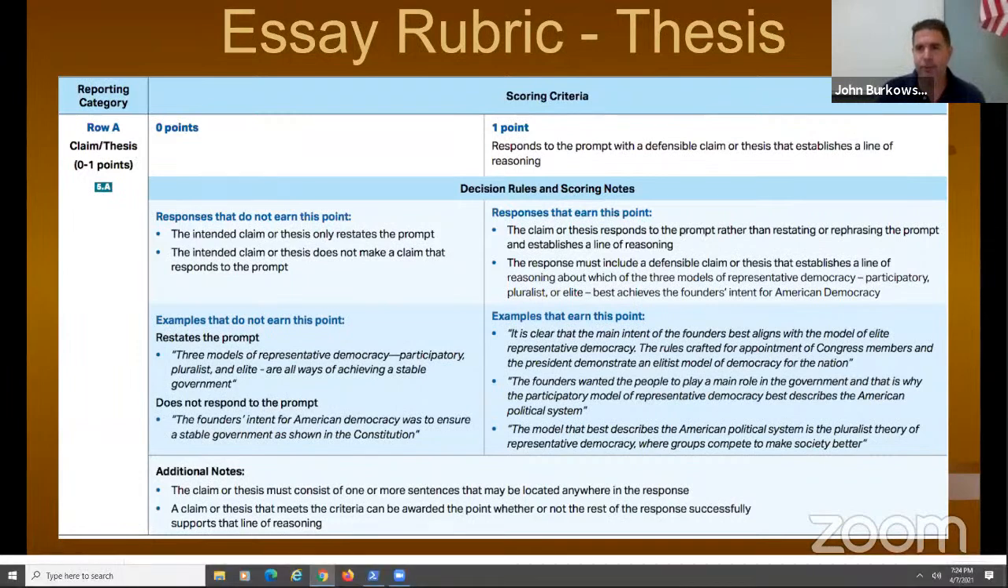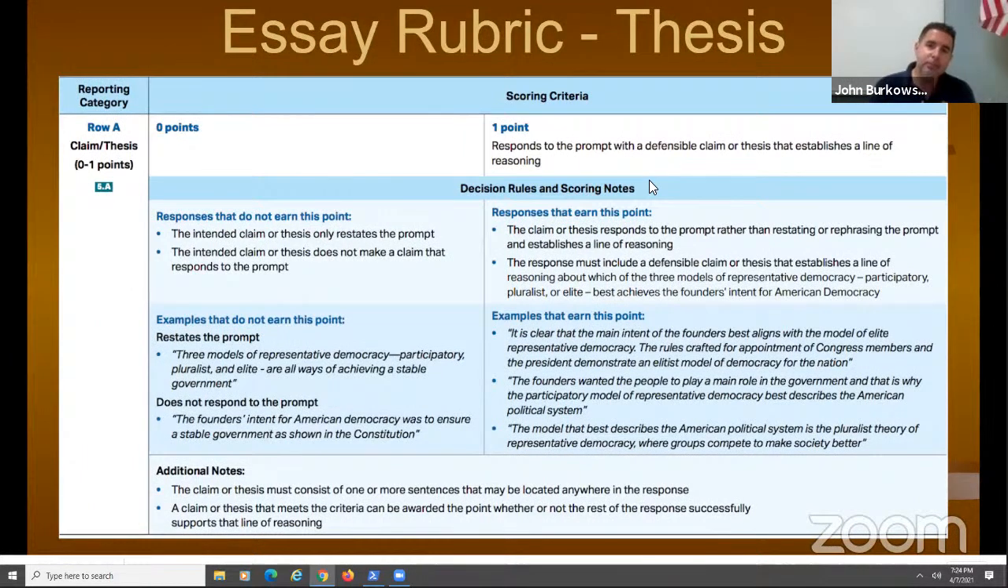And I just wanted to make sure, there are a couple things here that I want to point out. But this is what the rubric said about the thesis. You get the point if you respond to the prompt with a defensible claim or thesis that establishes a line of reasoning. Defensible claim, line of reasoning.